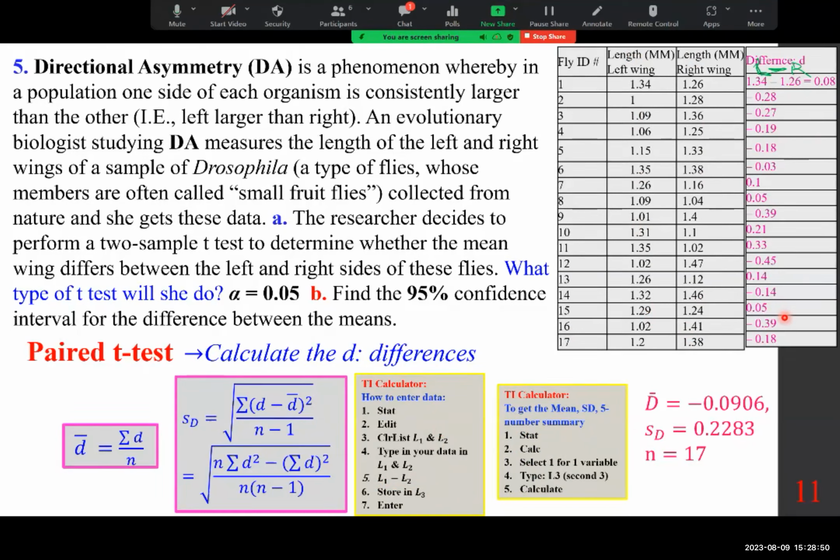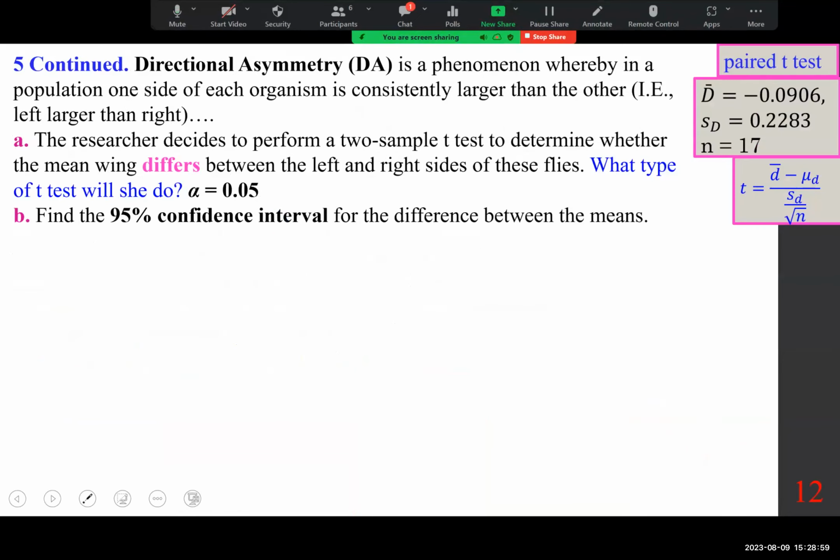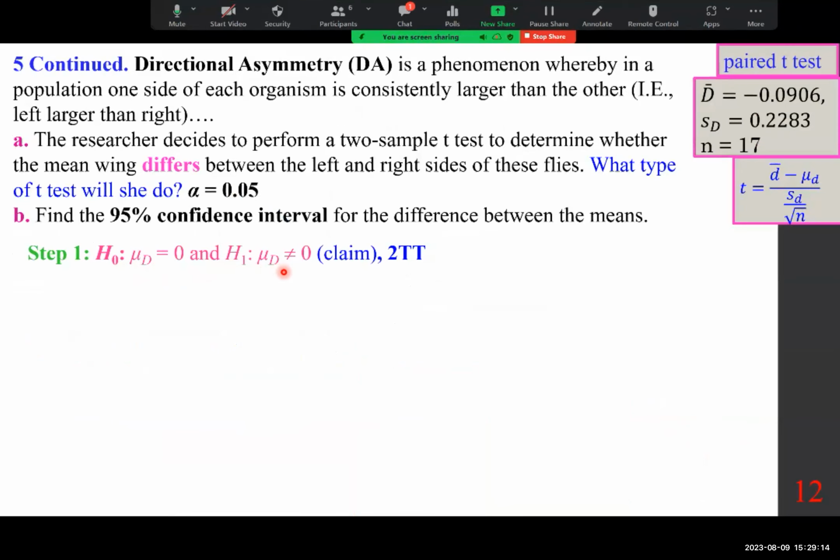Now, let's do the test of hypothesis. So this was the beginning of the course. We are looking at the same question, and we are going to do the test with alpha of 0.05. So mu sub D equals 0 for H0, and H1 is mu sub D not equal to 0. That's what we are checking. So that would be the claim, and it's a two-tailed test.